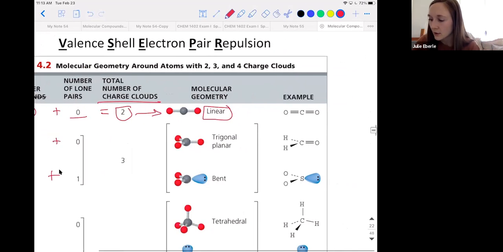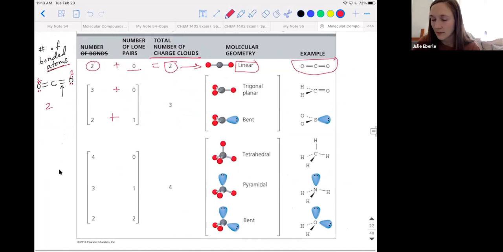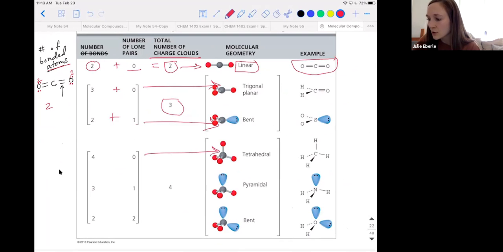All right, so again, the example it shows you here is carbon dioxide. That's just what we walked through. We are going to spend the next several slides walking through this entire table step by step. So I'm not going to spend a lot of time on the whole table right now, but that's how you use the table. You add up the number of bonded atoms and the number of lone pairs, you see the total number of charge clouds, and then you look over and you name the geometry. Okay, the geometries are right here.